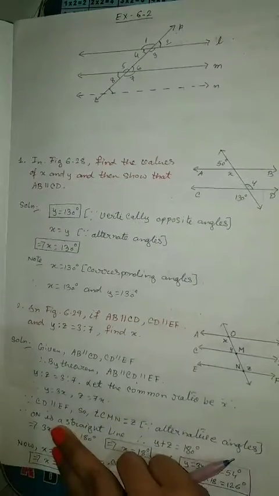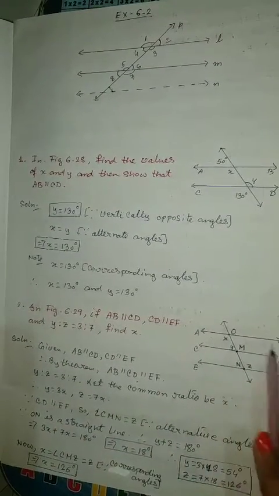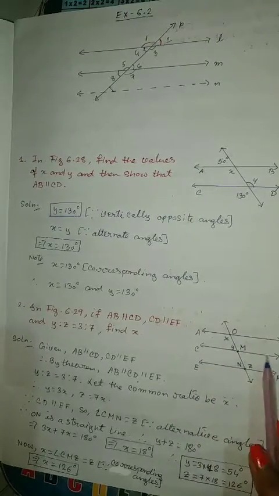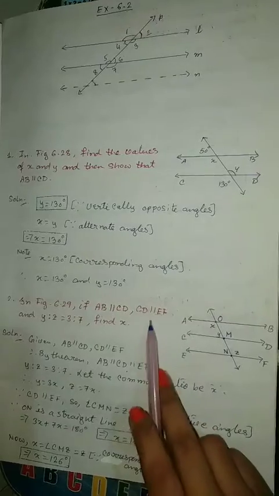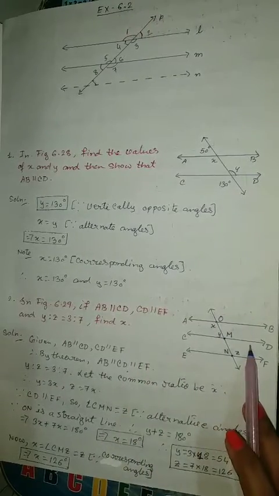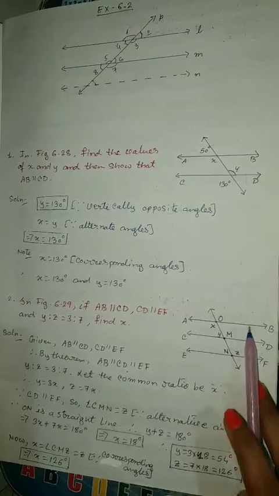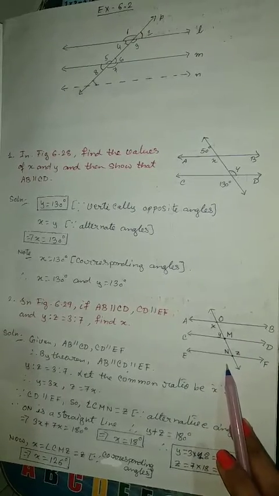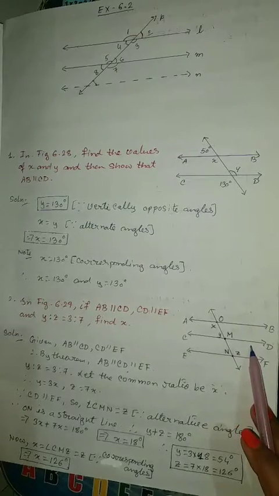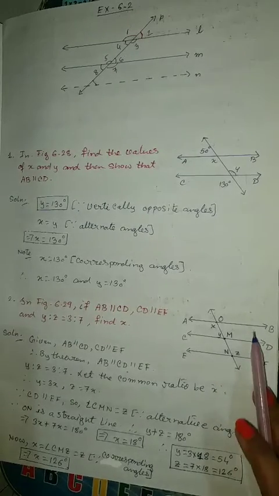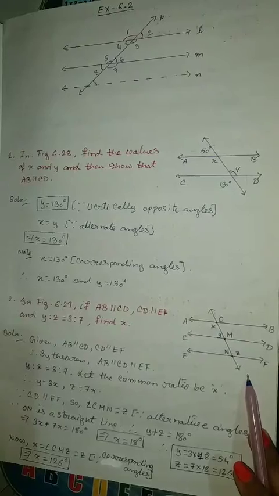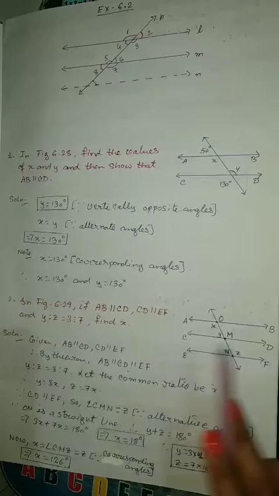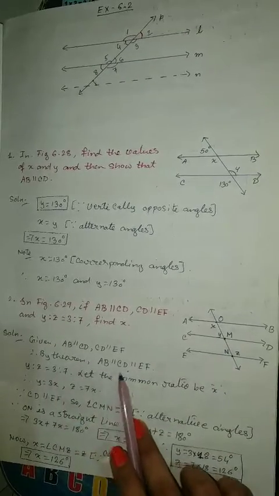Here in question number 2, we have AB parallel to CD. These two are parallel to each other, and it is also given that CD is parallel to EF. So AB is parallel to CD, and in turn, CD is parallel to EF. That makes AB parallel to CD, also parallel to EF. All three of them are parallel to each other. So given AB parallel to CD and CD parallel to EF, by theorem AB is parallel to CD, which is parallel to EF.